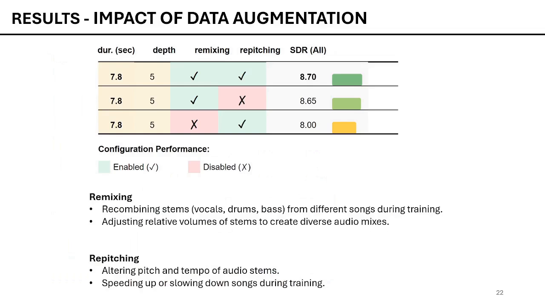Now let's discuss two important data augmentation techniques, remixing and repitching, and their impact on model performance. First, remixing. It involves recombining the individual tracks or stems from different sources during training. For example, the vocals from one song might be combined with drums from another. Next, repitching. Repitching changes the pitch and tempo of audio tracks. For instance, a song might be sped up or slowed down during training. Looking at the results, it shows that remixing remains highly important for training the model. On the other hand, repitching has a smaller impact, but remixing is essential to achieve and maintain high performance.